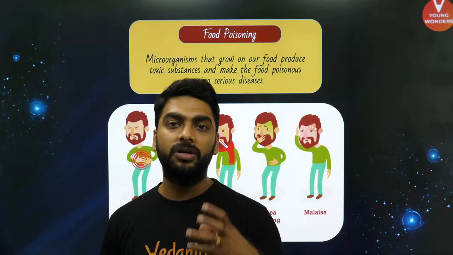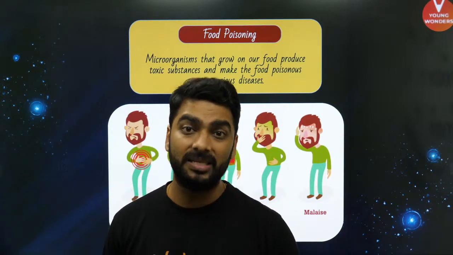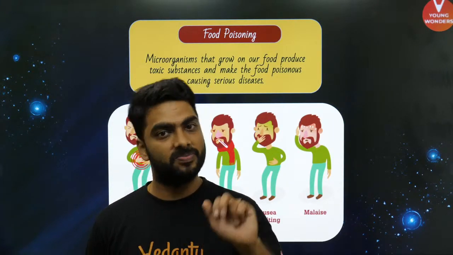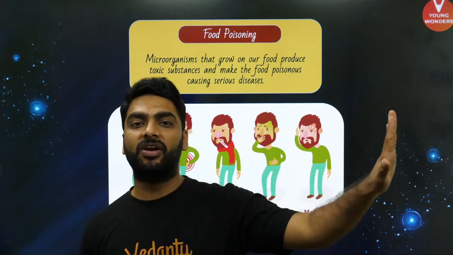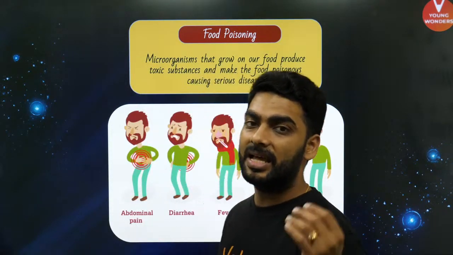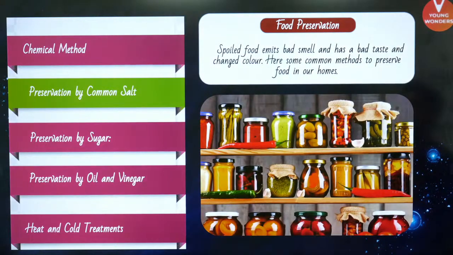So it is very important that you do not consume food that has been infected by microorganisms, and that you prevent the food from getting infected by microorganisms. There are two ways. First, do not eat infected food. Second, don't let the food get infected. So let us understand how we can prevent food from getting infected. Spoiled food emits a bad smell, has a bad taste and changed color. Here are some common methods to preserve food in our homes.